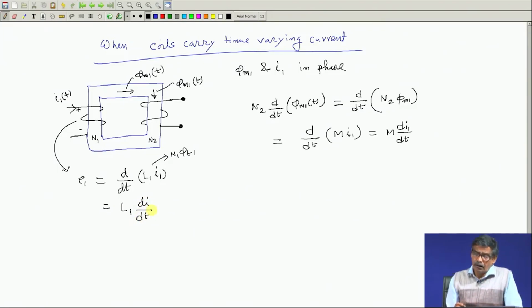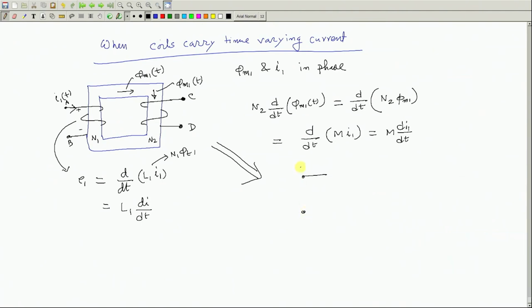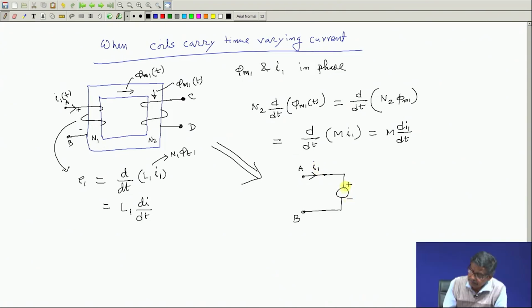Now, let me call these 2 points A B and these 2 terminals C D. As I told you earlier, I will not now draw the elaborate diagram. Across A and B, I will conclude that there is, as if, a source of EMF present, and this is the direction of the I1. The polarity of this voltage will be this side plus, this side minus, and the value of this voltage is L1 dI/dt.